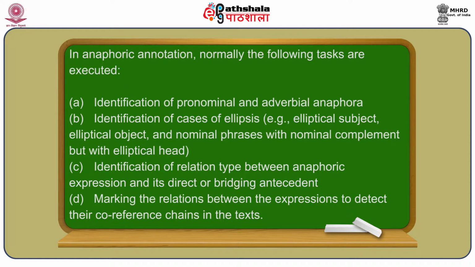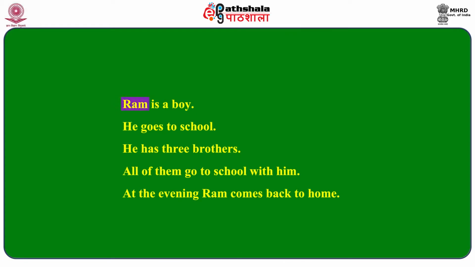So what we are trying to do in anaphora relations is to identify those elements in the text which are in anaphoric relations. Anaphora can be expressed within the sentences or across the sentences. If I give an example: Ram is a boy, he goes to school, he has 2 brothers, all of them go to school with him. So ultimately in the evening, Ram comes back from school. If we look at these very simple constructions, in the second sentence, he actually refers to Ram and nobody else.